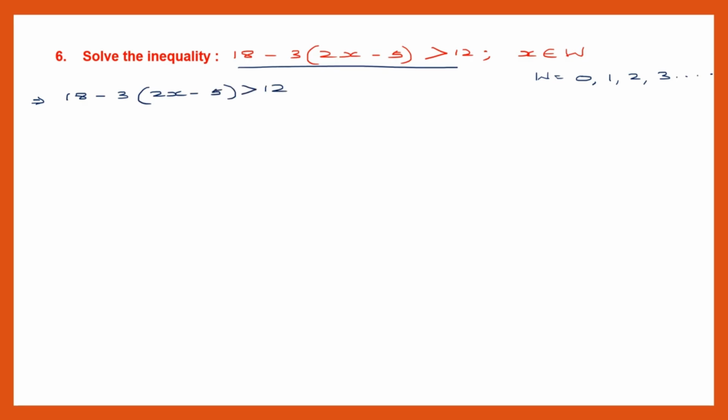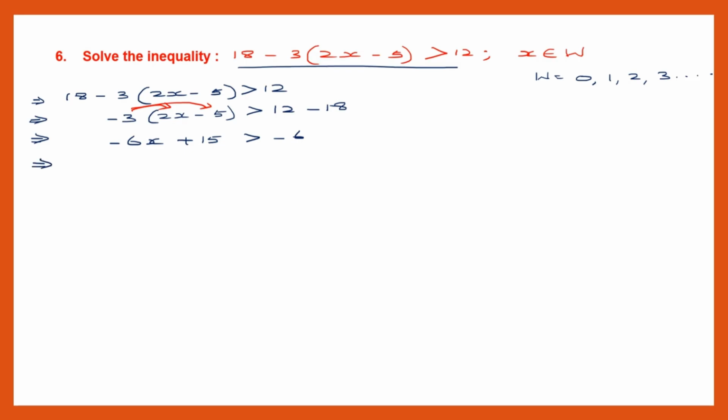So now first let's remove the 18 from here. So the rest of it is minus 3 into 2x minus 5 is greater than 12 minus 18. Now here also let me simplify. Minus 3 into 2x. So first I have to multiply these two. So minus 3 into 2x is minus 6x, and then we multiply minus 3 into minus 5, which is plus 15, and this is greater than 12 minus 18, which is minus 6.